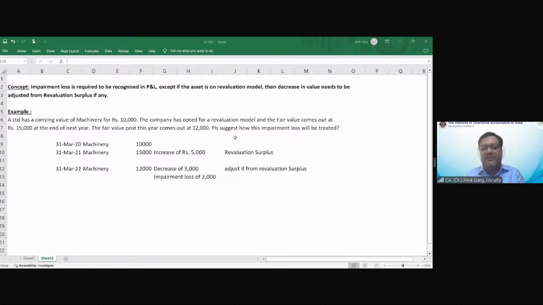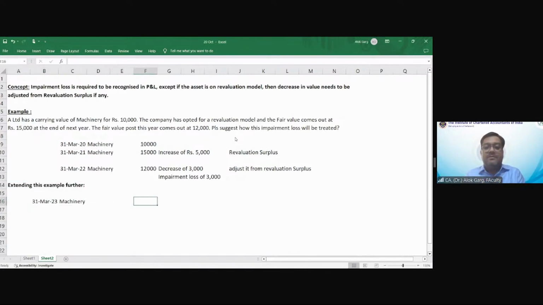Extending this example further, on 31st March 23, this machinery becomes 8,000. Again, there is a decrease of 4,000. The next year the value fell by another 4,000 rupees. There is an impairment loss of 4,000. Where will this impairment loss of 4,000 go now?